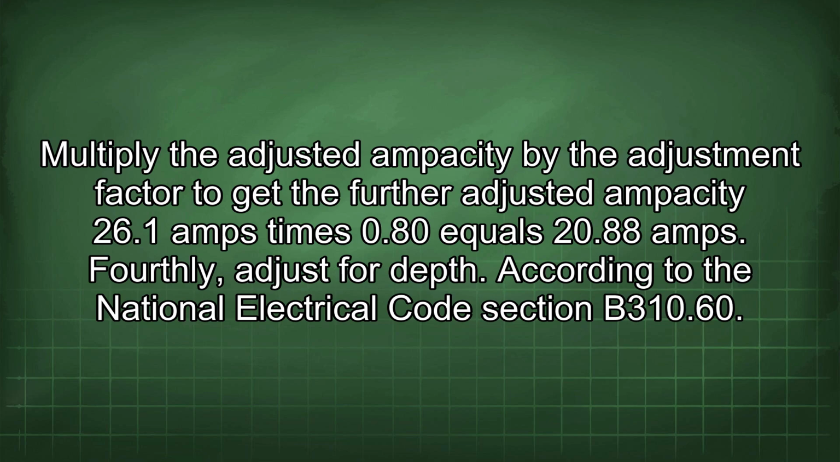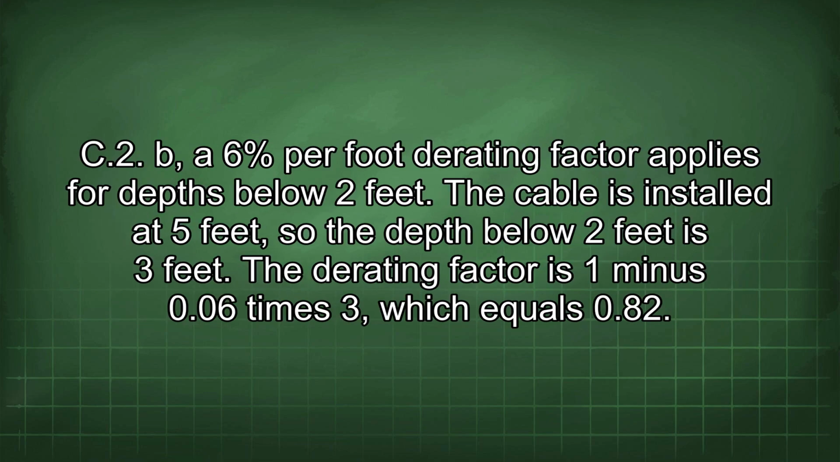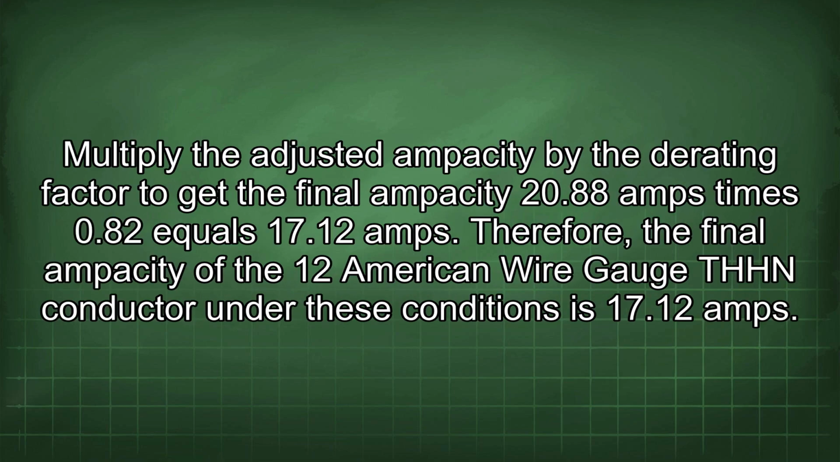Fourthly, adjust for depth. According to the National Electrical Code section B310.60.C.2.b, a 6% per foot derating factor applies for depths below 2 feet. The cable is installed at 5 feet, so the depth below 2 feet is 3 feet. The derating factor is 1 minus 0.6 times 3, which equals 0.82. Multiply the adjusted ampacity by the derating factor to get the final ampacity. 20.88 amps times 0.82 equals 17.12 amps. Therefore, the final ampacity of the 12 American wire gauge THHN conductor under these conditions is 17.12 amps.